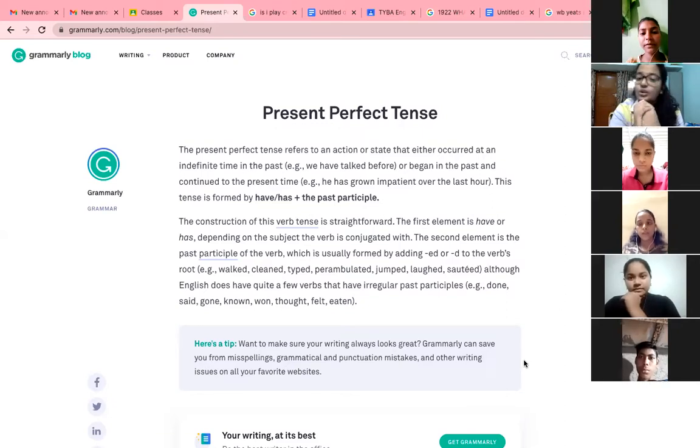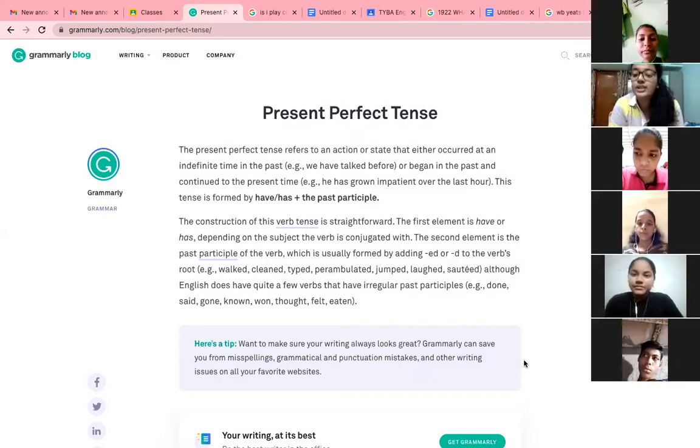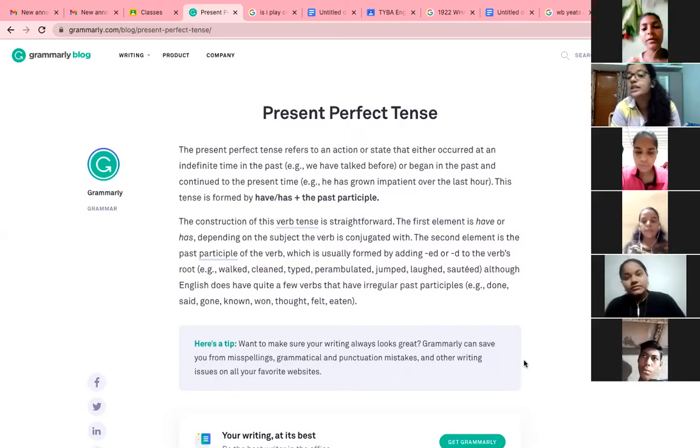ठीक है, आगे उन्होंने क्या बोला? They talked about exceptions. Now I told you guys there are always exceptions in the English language. Sometimes most rules are not universal. So here the exceptions are: there are a lot of such words in the English language where there is an exception in the past participle.